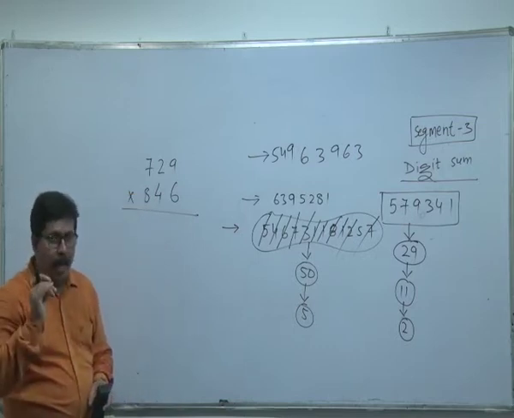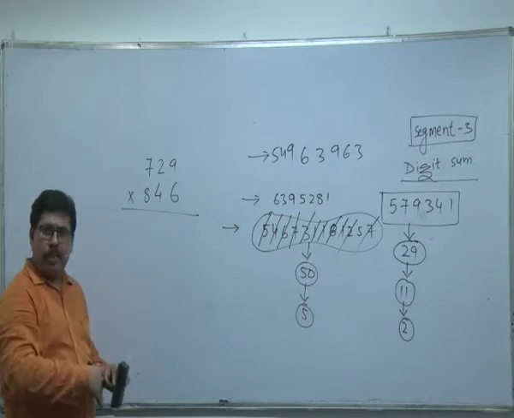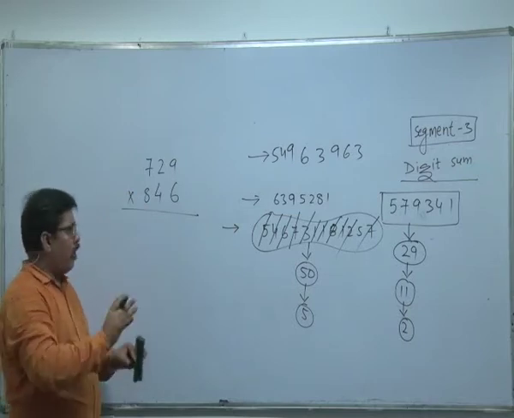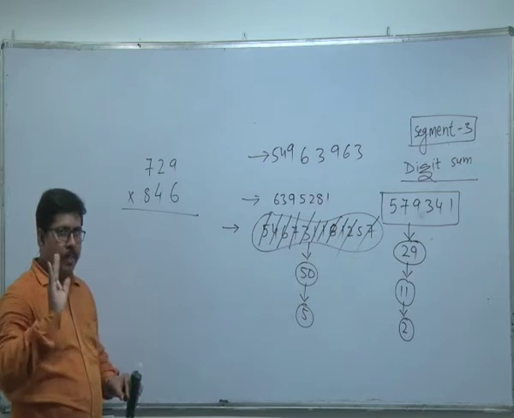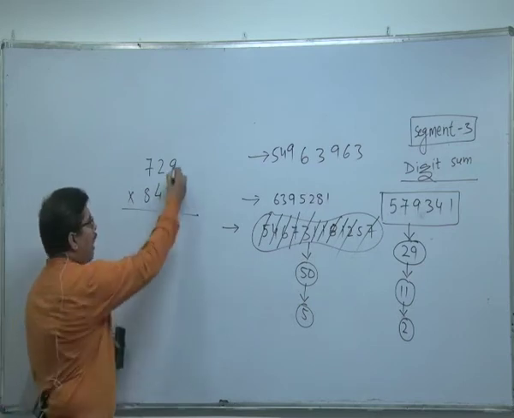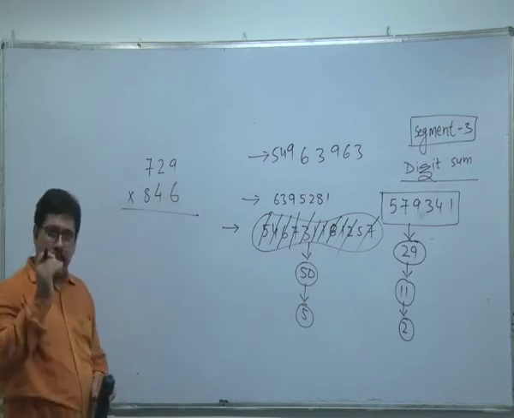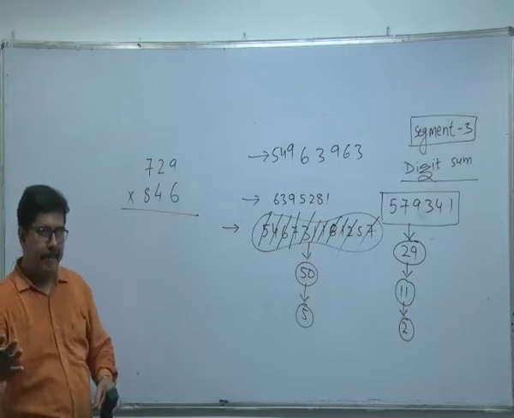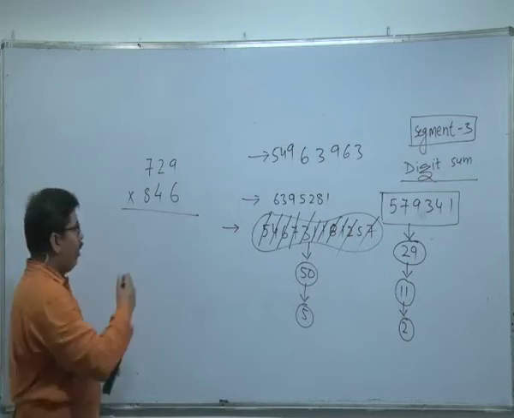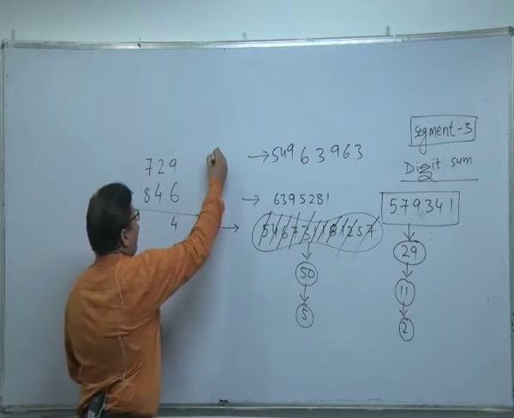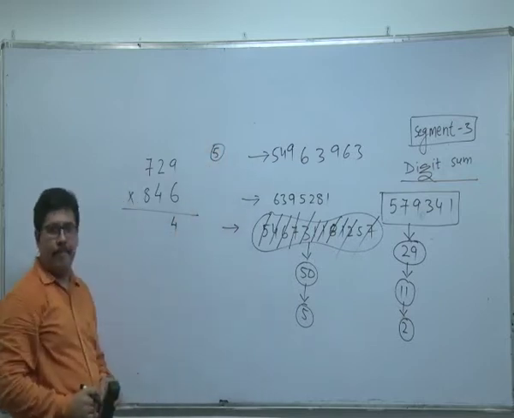From the duplex method, I'm not writing all the steps. There is no need to write the step. The first step is clear. 9 times 6. Consider one digit at a time from the right hand side. 9 times 6 is 54 and your carryover is 5.